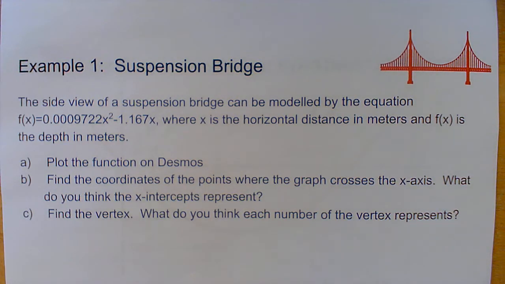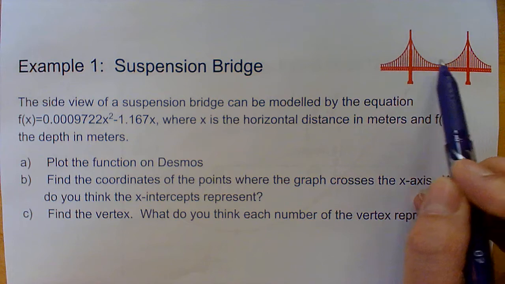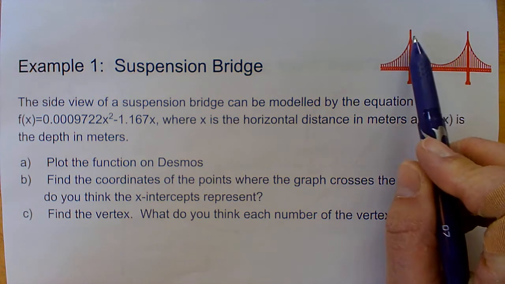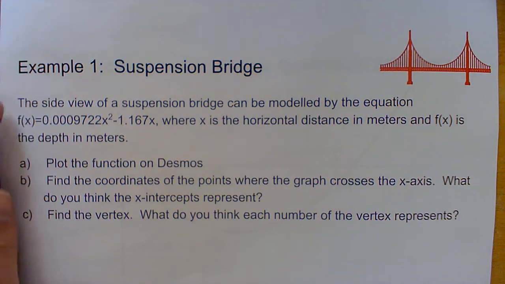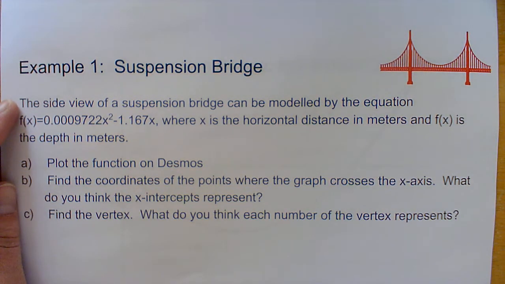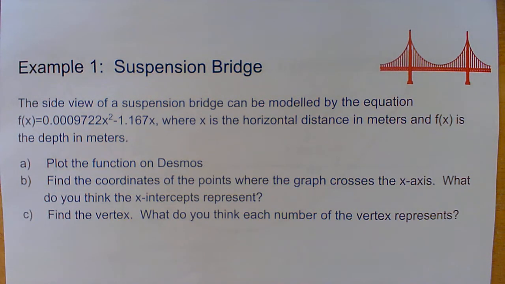All right, example 1 is our suspension bridge, and I tried to include a picture of everything so that we can use our imagination, because when we put this on the graph, I want you to understand what part of the bridge we're looking for. We are looking at the side view of a suspension bridge, and it can be modeled by the equation f of x equals 0.00097722 x squared minus 1.167x, where x is the horizontal distance in meters and f of x is the depth in meters.